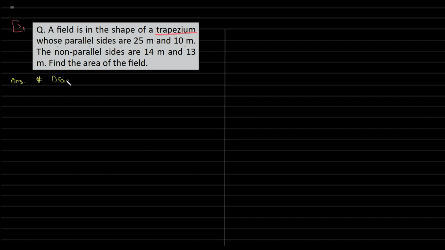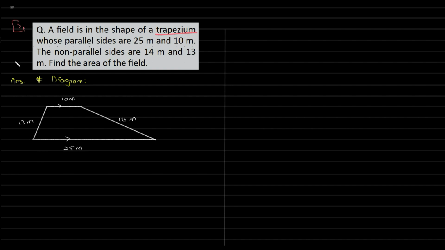So the diagram is a trapezium. We're looking at a trapezium which has non-equal sides and a pair of parallel sides. This is the basic idea of a trapezium: a single pair of parallel sides, and the other two are non-parallel, right? So this is your basic trapezium. We have the non-parallel sides as 14 and 13 meters, and the parallel sides are 10 and 25.